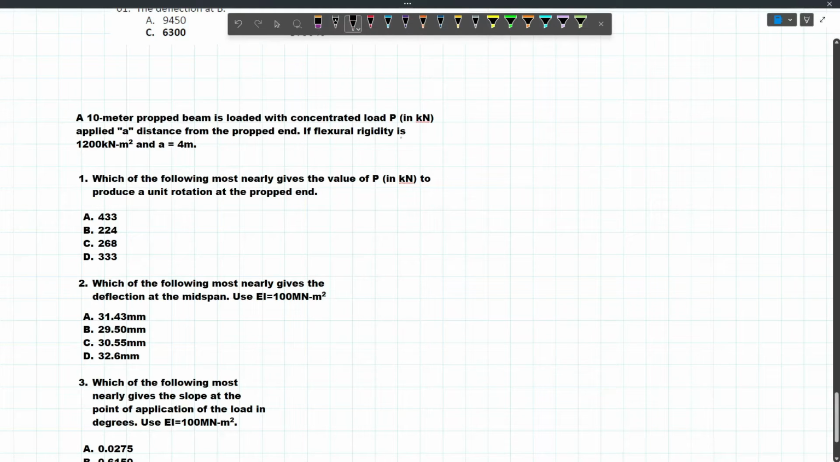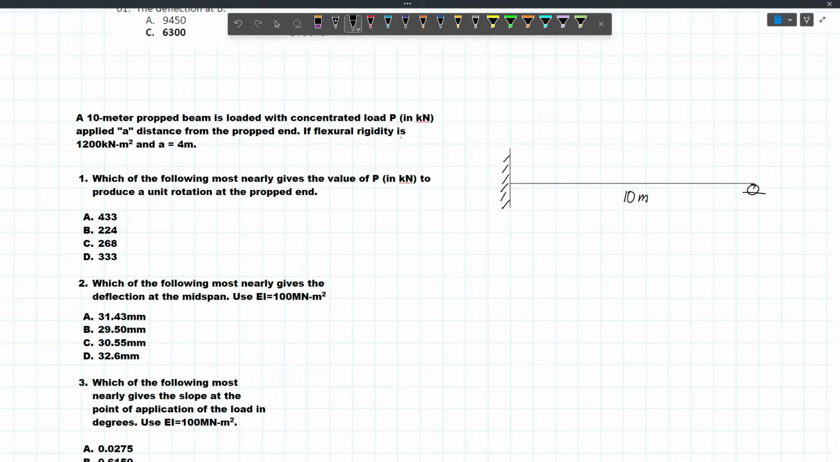And so let's draw our figures. Ang length ani is 10 meters. And then natay propped end dire. And then P is applied a distance from the propped end. Now that's 4 meters. So mo ni siya ang P, and then this will be 4 meters. And so kani siya 6. Now first, we have to solve this reaction in terms of P.